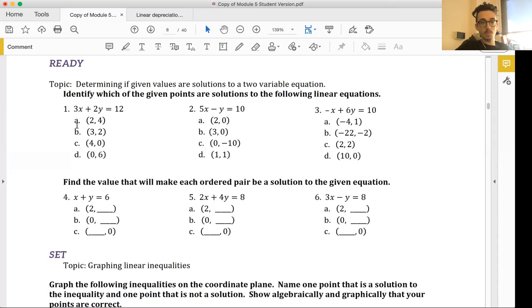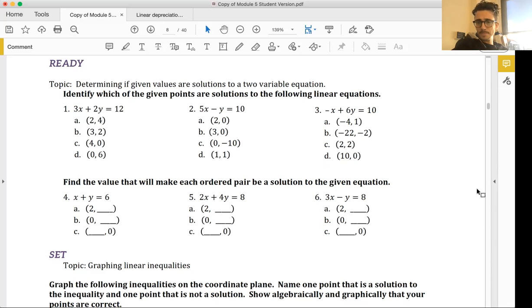This is giving you some equation. These are some points that you're being asked to plug in to see if they are going to make a true statement or not. That's up to us to figure out if that's going to happen or not. We'll take a look at one of these and then jump to probably problem 4. Hope you're having a great day.